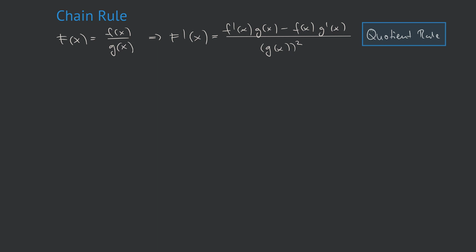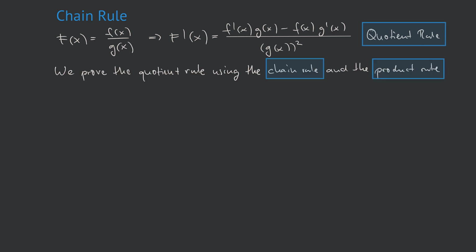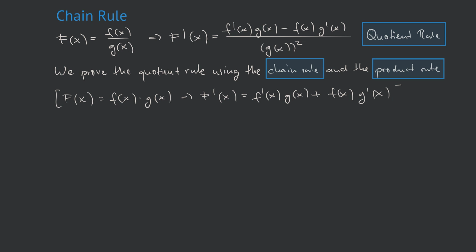I now want to use the chain rule along with the product rule in order to prove the quotient rule. Remember that the product rule is the following: if we have capital F of x equals f of x times g of x, then the derivative of capital F of x equals f prime of x times g of x plus f of x times g prime of x. That is the product rule.